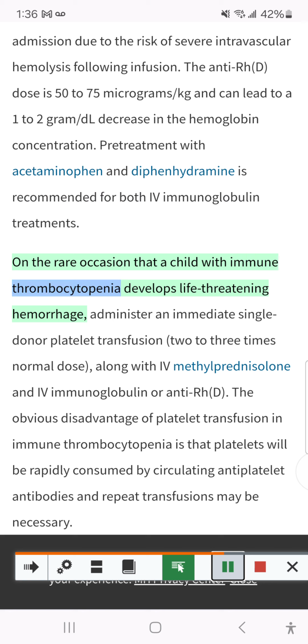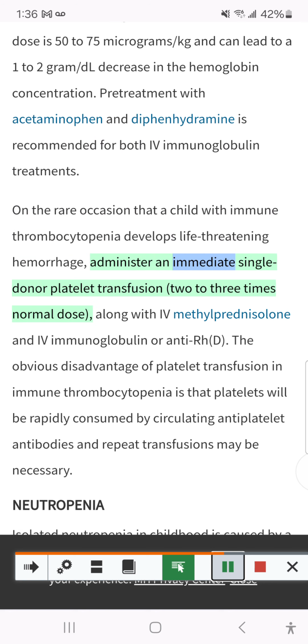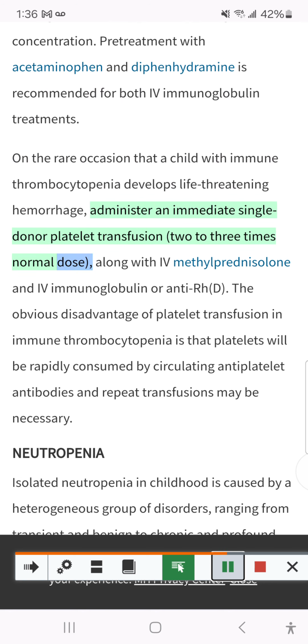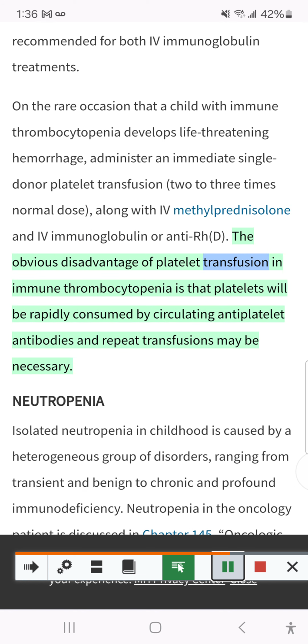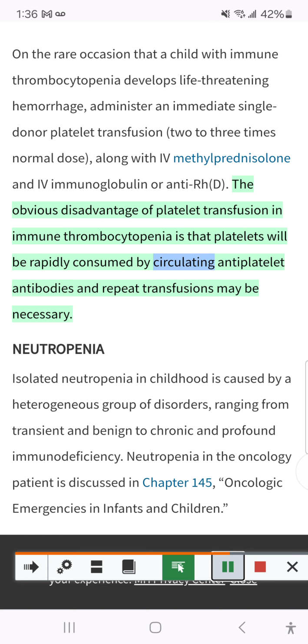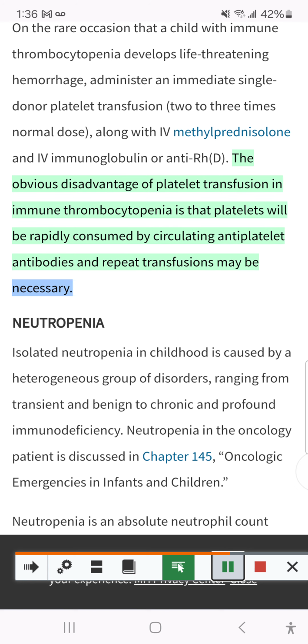On the rare occasion that a child with immune thrombocytopenia develops life-threatening hemorrhage, administer an immediate single-donor platelet transfusion, 2 to 3 times normal dose, along with IV methylprednisolone and IV immunoglobulin or anti-Rh-D. The obvious disadvantage of platelet transfusion in immune thrombocytopenia is that platelets will be rapidly consumed by circulating antiplatelet antibodies and repeat transfusions may be necessary.